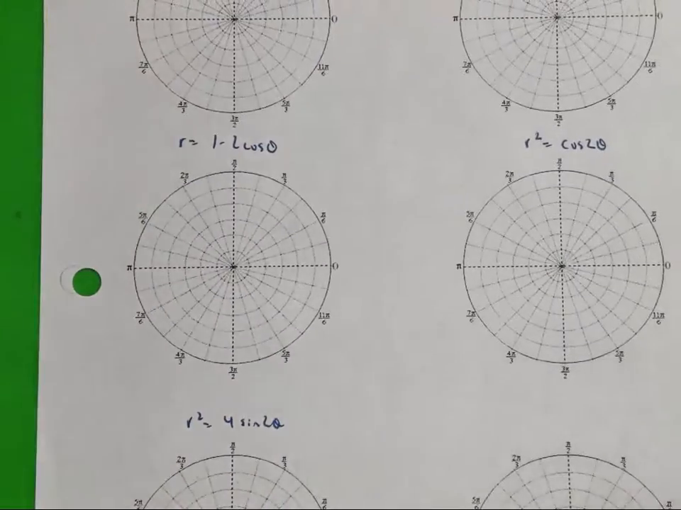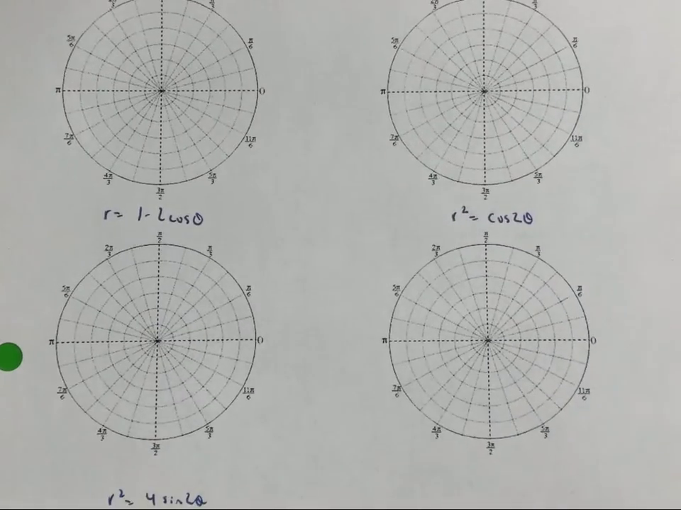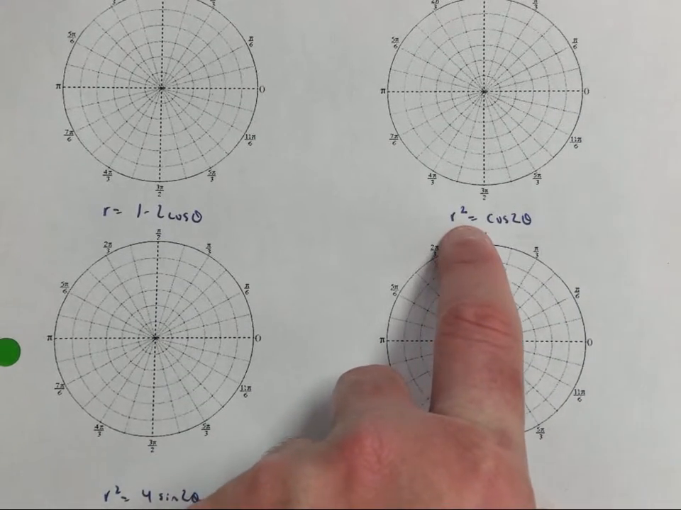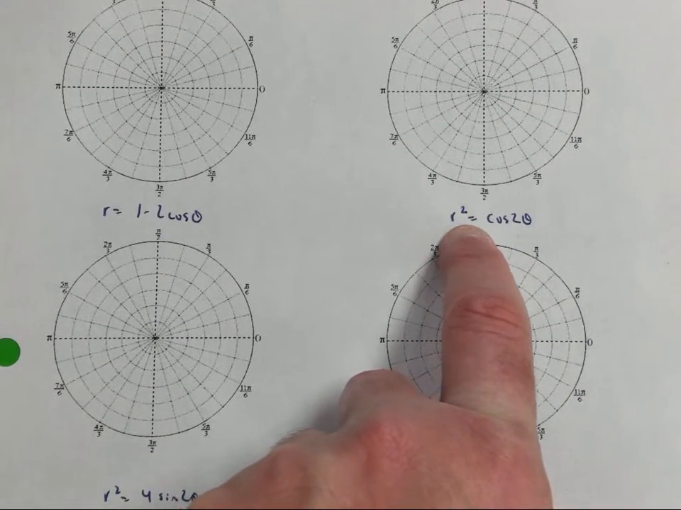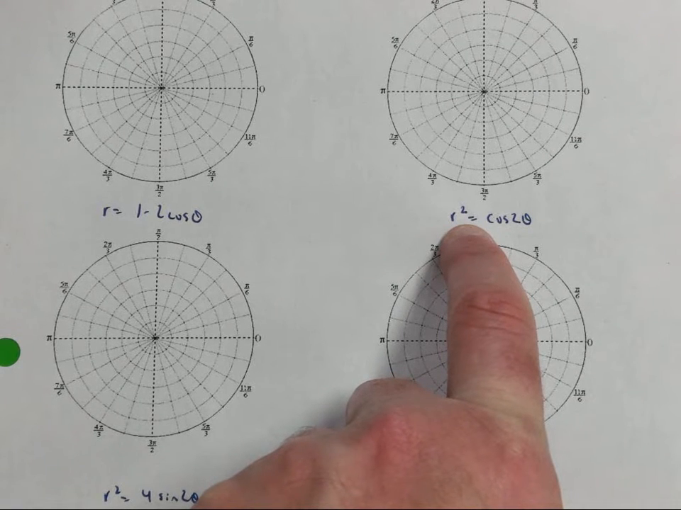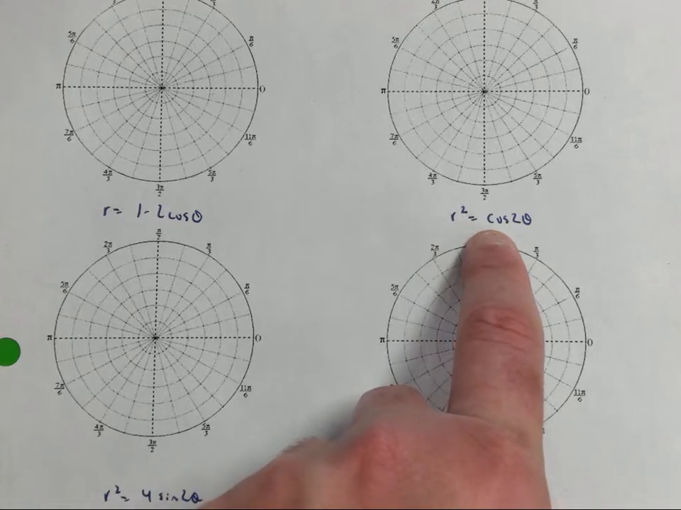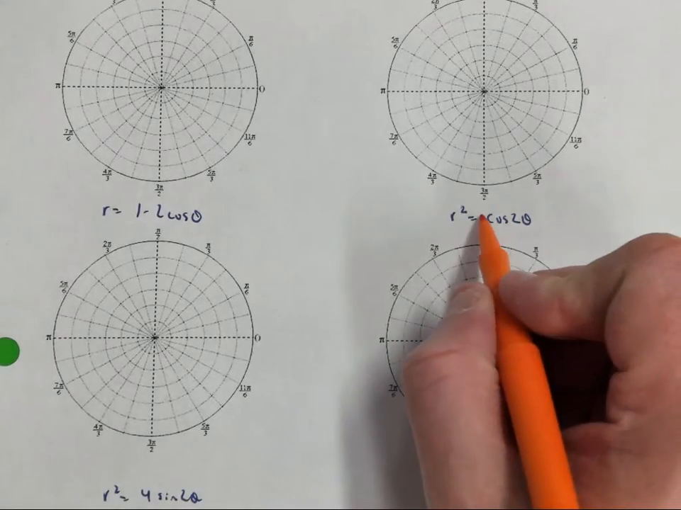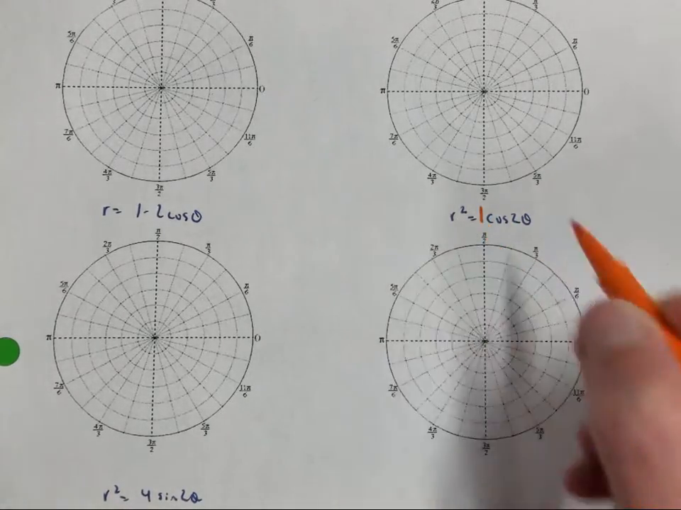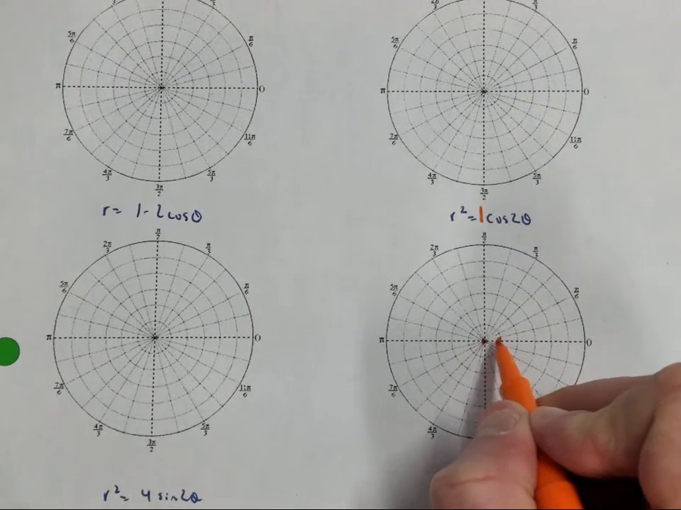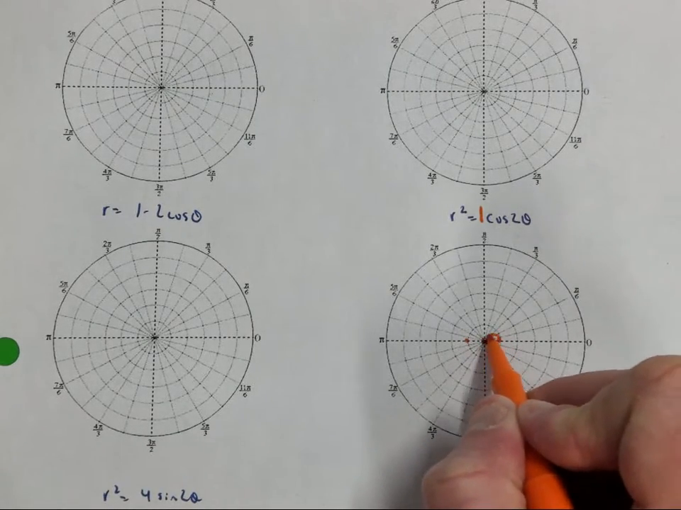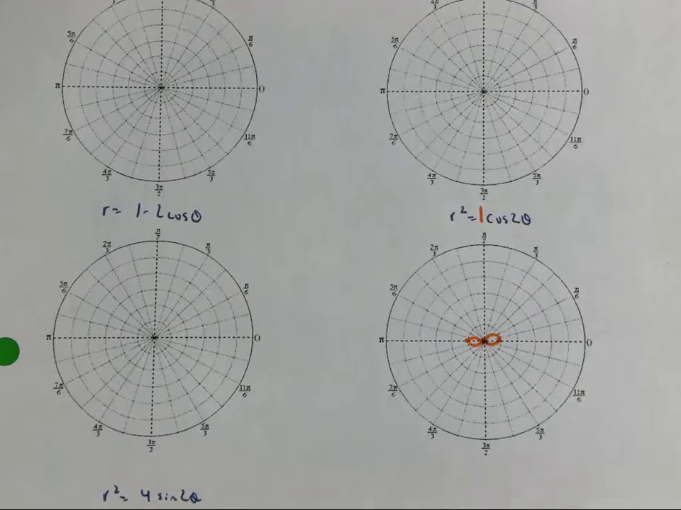Let's look at these. I'm going to skip around. What type is this right here? R squared. Lemniscate. That's like a bow tie, okay? Will it be on the 45 or horizontal? Okay. Take the square root of this number out in front. Square root of 1 is what? So I go out to one ring, and there's my graph.